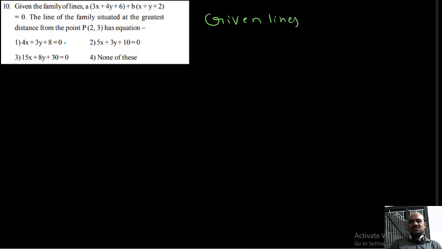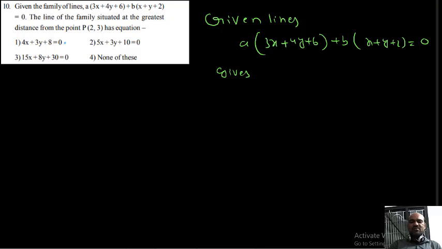What are the given lines? A times (3x plus 4y plus 6) plus b times (x plus y plus 2) equal to 0 gives what type of lines? See here, just like lambda 1 means A and lambda 2 means B, but in this form, lambda 1 L1 plus lambda 2 L2 equal 0 form.